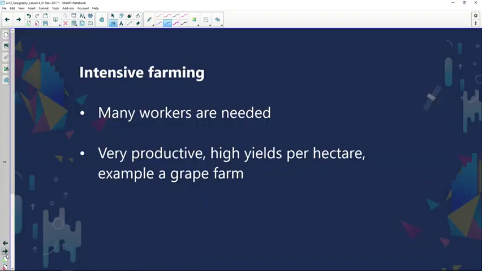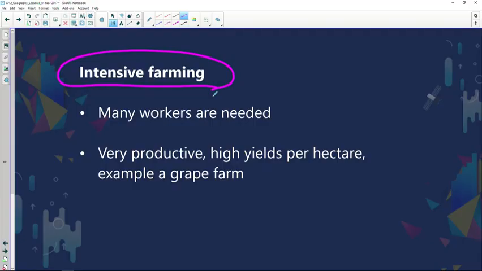The one depends on a great labor force, and the other one does not depend on a great labor force. For instance, when we look at intensive farming taking place, now remember, both of them are commercial farming. Many workers are needed. Unfortunately, it's not like crop farming, where most of the machinery these days is mechanized, like harvest machines, tractors, etc.